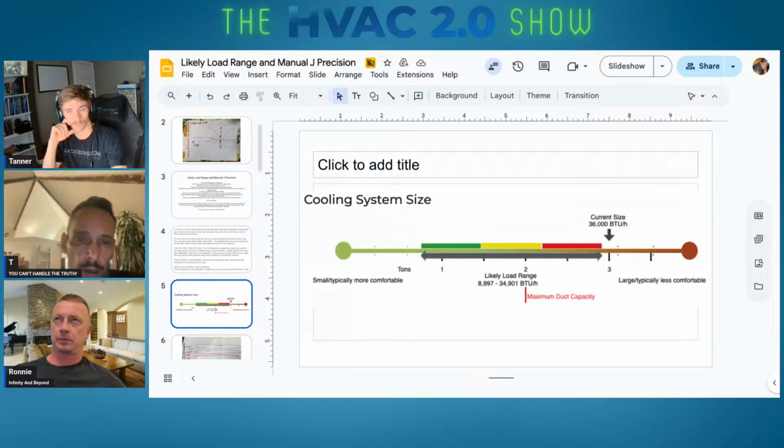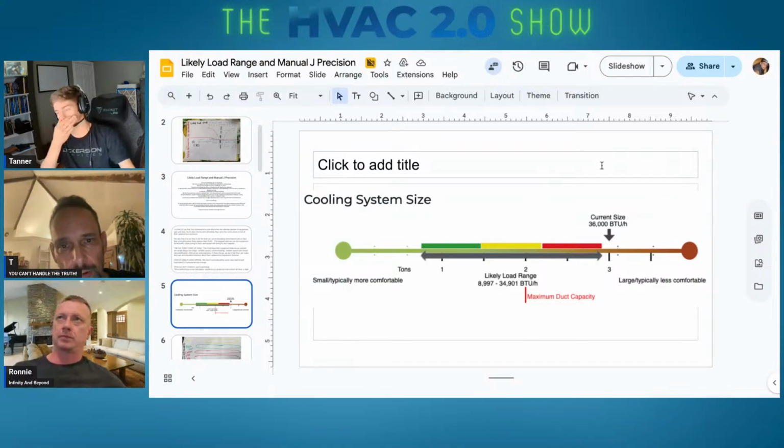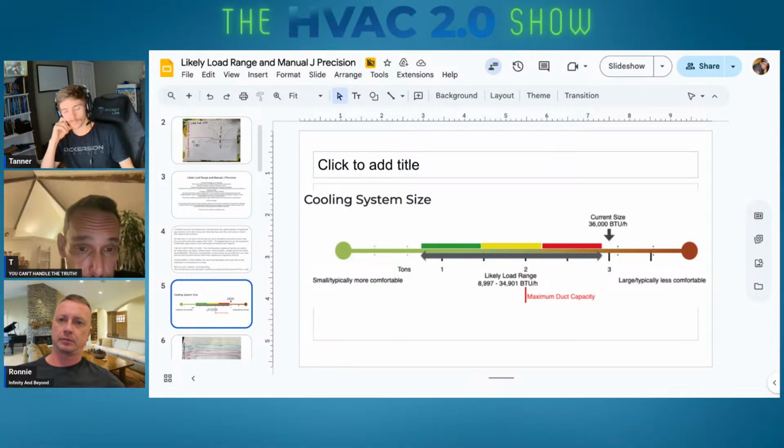So they'll be like, "Oh, so I had a 3-ton system all along, but I was only getting 2-ton of delivered capacity, and I was comfortable. I guess it's a 2-ton house then."